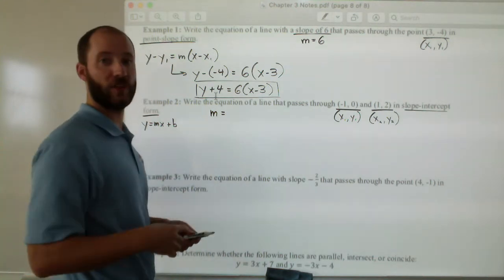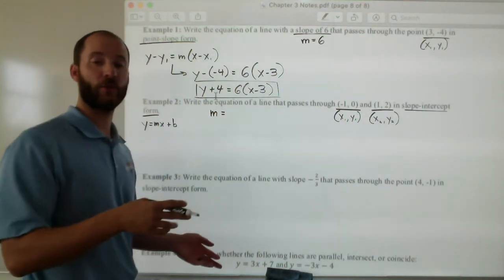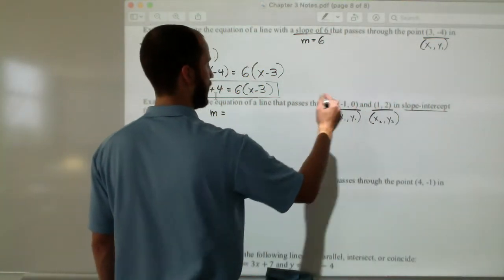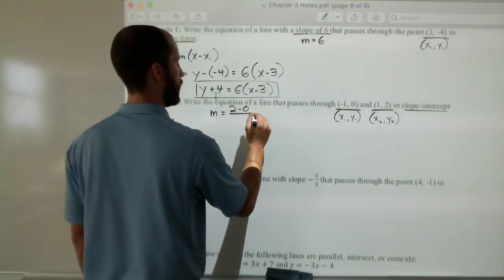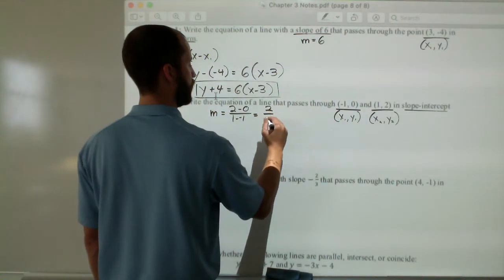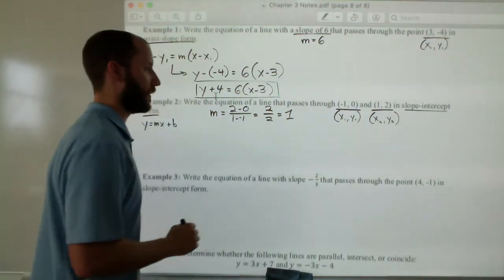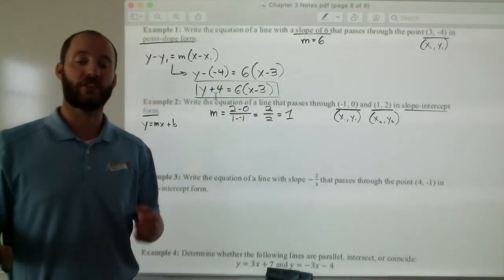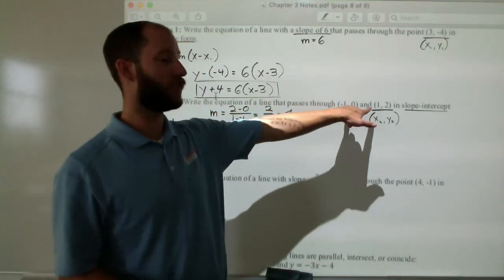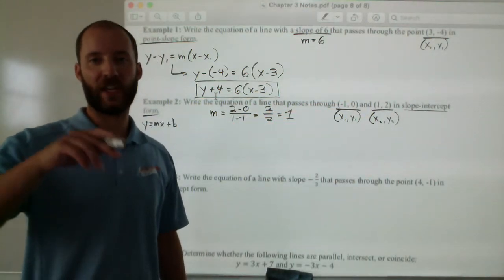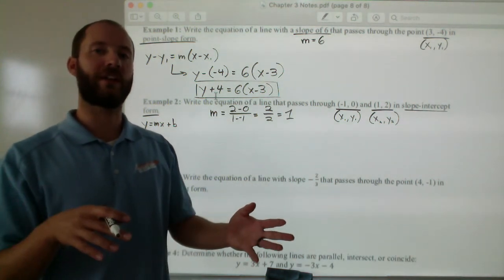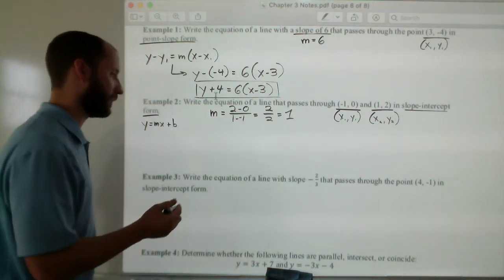Slope is the change in y over the change in x, y2 minus y1, divided by x2 minus x1. So 2 minus 0, over 1 minus -1. That's going to give us 2 over 2, or 1. Now to find the y-intercept, there's a couple of different ways you could do this. You could plot these 2 points on a graph, and then see where it crosses the y-axis, and you have your y-intercept. I'm going to show you another, algebraic way to go about that.